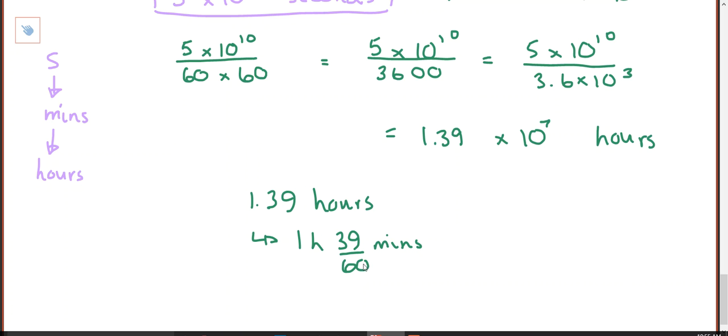No. There'd be 99 minutes. So I've not got 1.39 hours. What do I have? 1.39 times 10 to the 7 hours. And what's 10 to the 7? 10 million. 10 million hours?